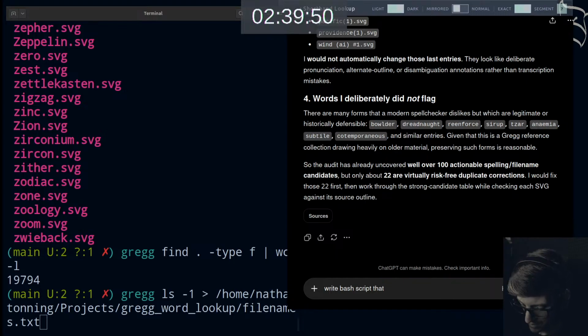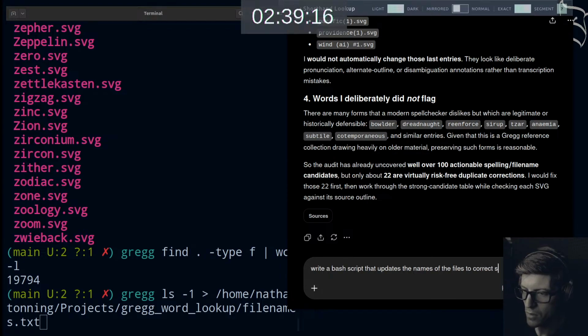Write a bash script that changes the names, or actually updates the names would be better. Write a bash script that updates the names of the files to the correct spelling.